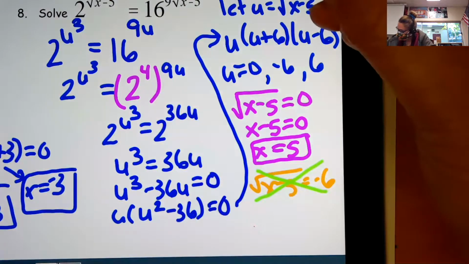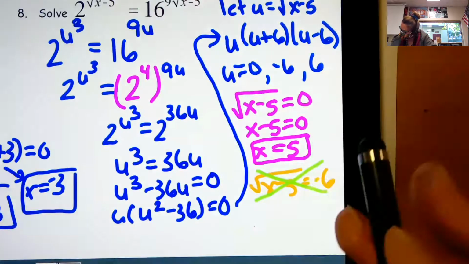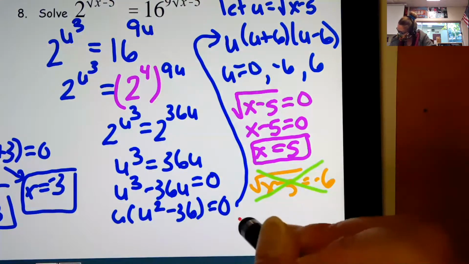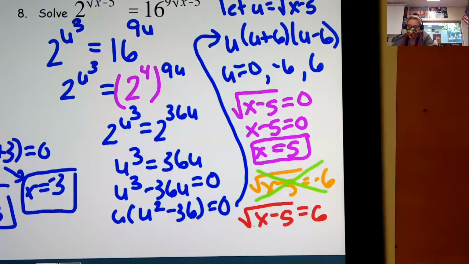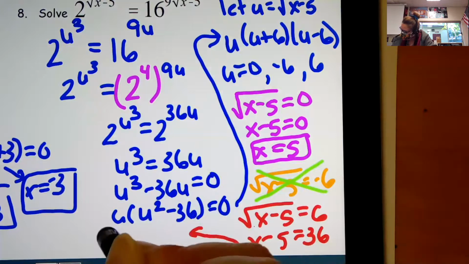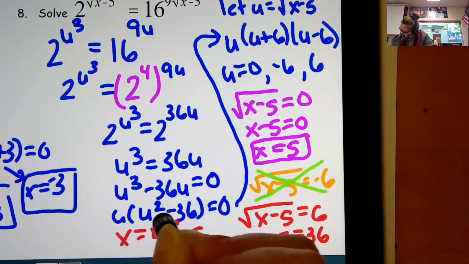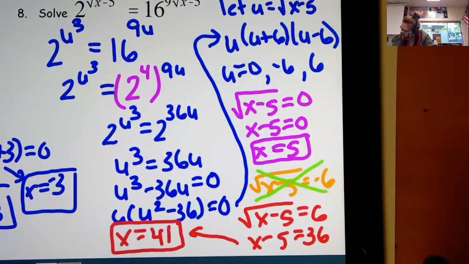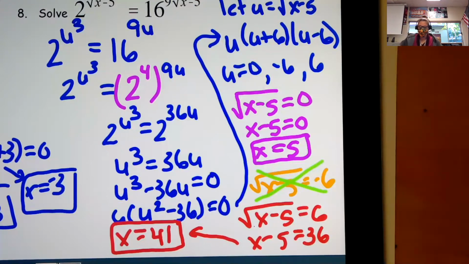So the last one, I am going to take the square root of x minus 5 equals 6. I'm going to square both sides, so I get x minus 5 equals 36. And that's going to give me x is equal to 41. So I get x equal 41. I get x equal 5, and those are my two answers.